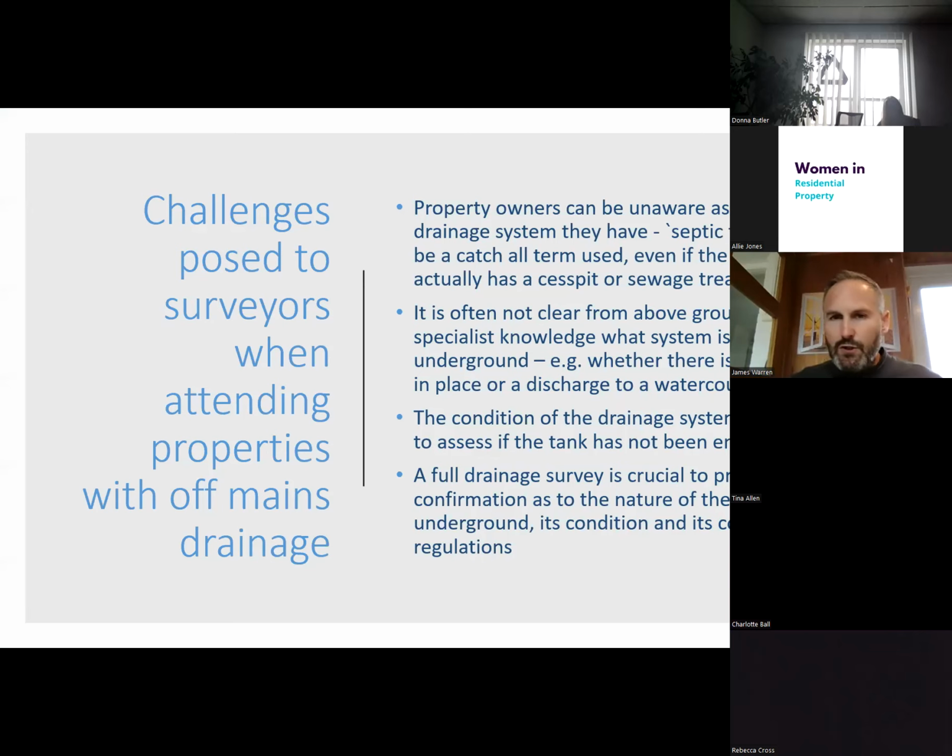And these are the challenges. I've touched on them a moment ago, but sometimes you can be told misinformation, not maliciously, just an ignorance from the owner or a neighbour if they're intervening, saying what the system is or where it goes. You don't know above ground what the system is, its location. You certainly don't know its condition or capacity.